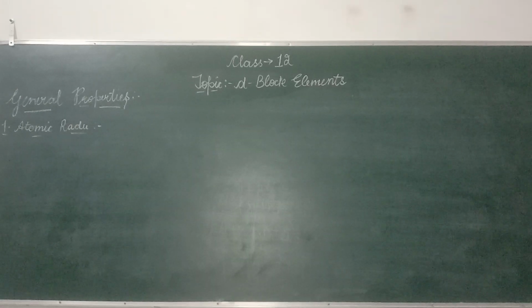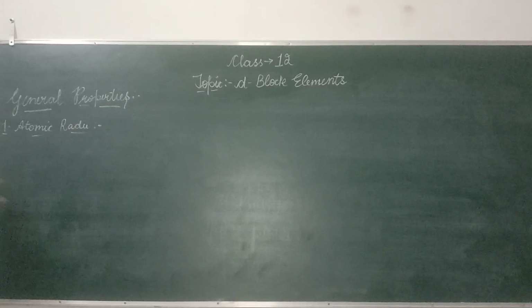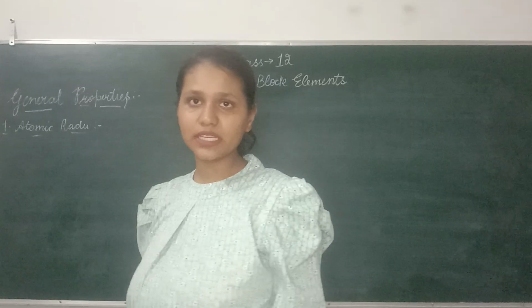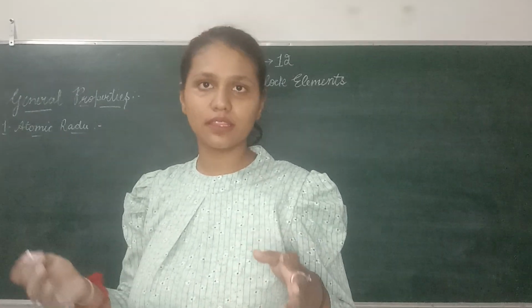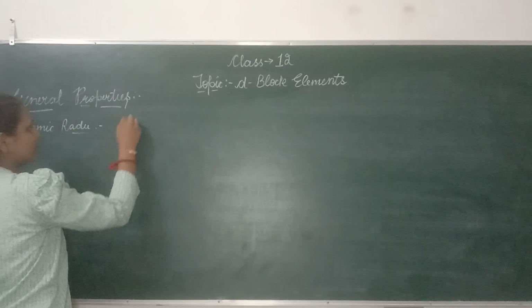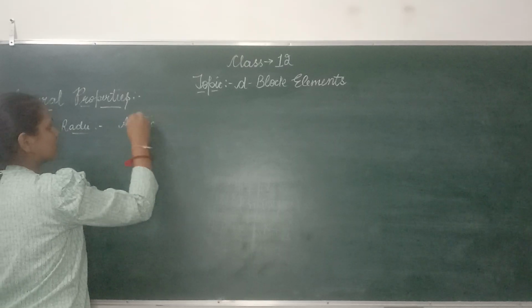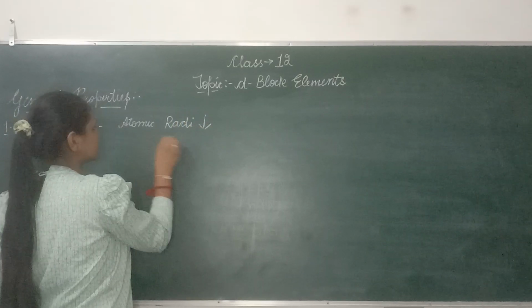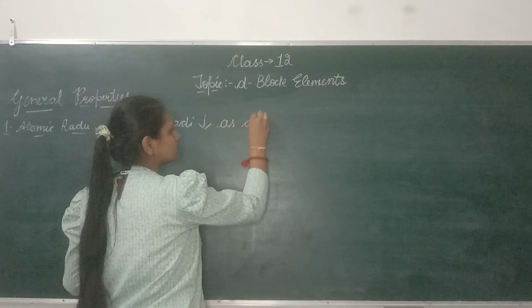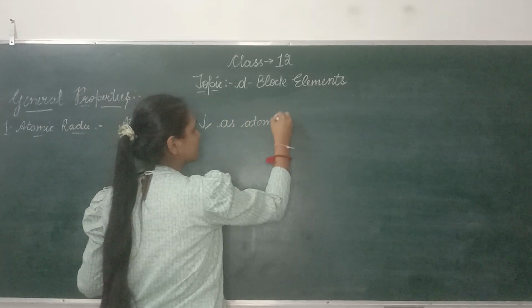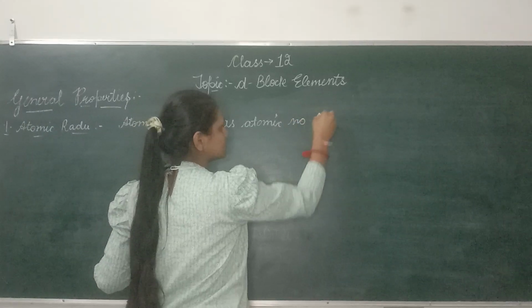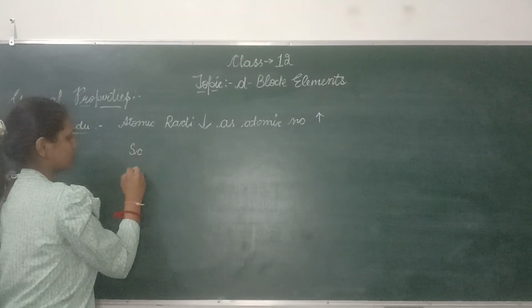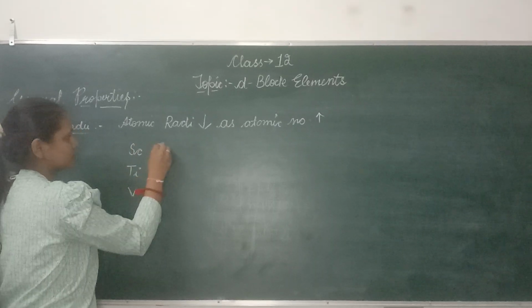Now we will discuss some general properties of the d block elements. The first property is atomic radii. Along the period, atomic radii decrease as the atomic number increases. For example, let us take scandium, titanium and vanadium.